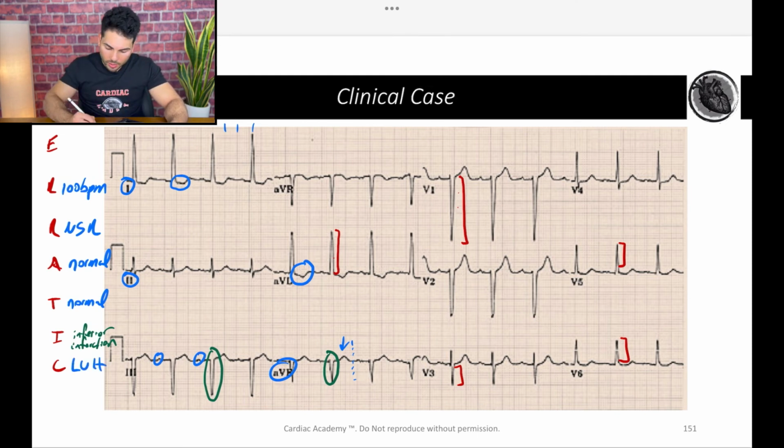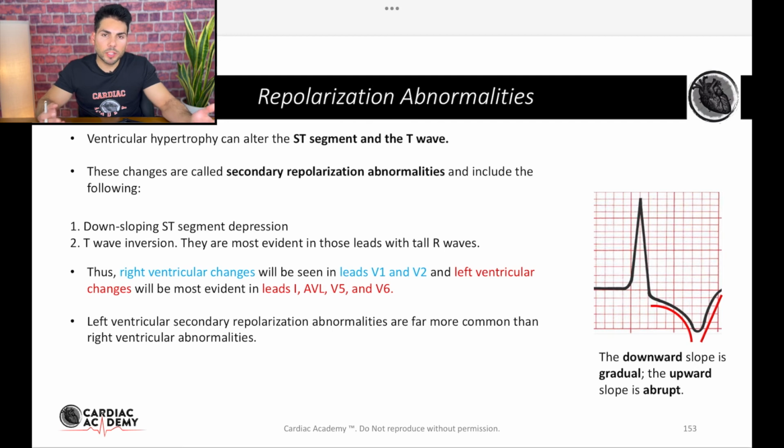So let's talk about these findings, these ST depressions, and these T-wave inversions. When you have left ventricular hypertrophy, you can also see secondary repolarization abnormalities because of this hypertrophy, okay? And we'll see that in a minute. So let's talk about repolarization abnormalities, okay? When you have left ventricular hypertrophy, an abnormal depolarization is going to give you an abnormal repolarization. And that T-wave inversion is going to have a specific morphology.